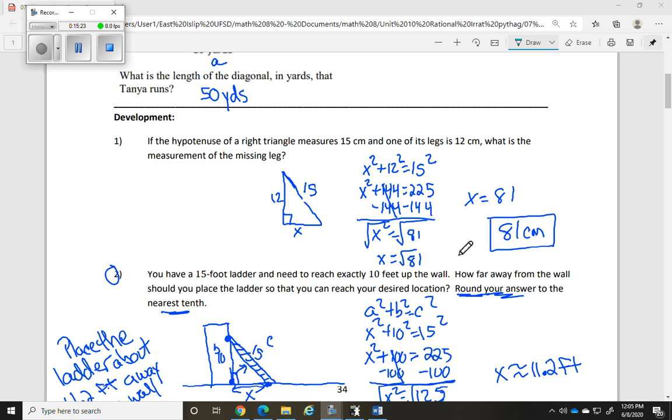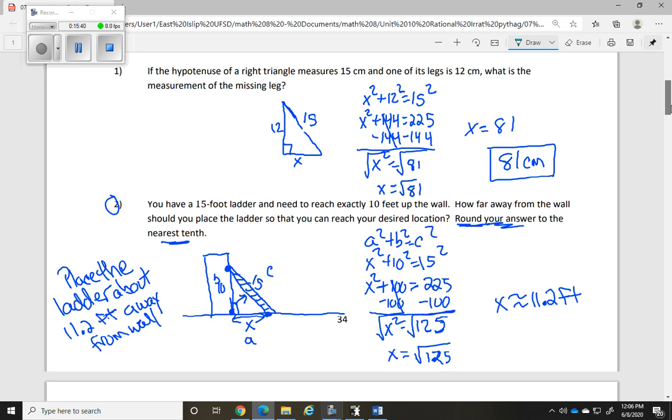So as I'm going through these answers, you can pause, of course, when necessary to copy down some stuff if you didn't get it. So number 1 was pretty straightforward. It was a right triangle that you had to just label correctly so that you knew the hypotenuse was 15. You could see my work, and I got an answer of 81 centimeters.